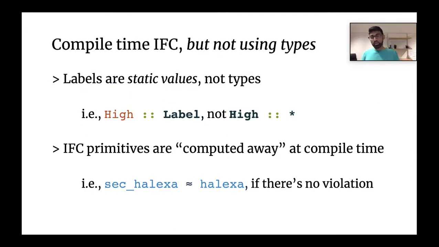So the interesting thing here is that this is compile-time information flow control, but it's not done using types. What that means is that high is a value of the type Label, and high is not a type in itself. This is a little bit different from how static information flow control typically works, where the enforcement is done by using Haskell's type checker. Instead, we do it during compile time, but it's done by the Haski compiler as opposed to Haskell's type checker. And we do this by essentially computing away the IFC primitives.